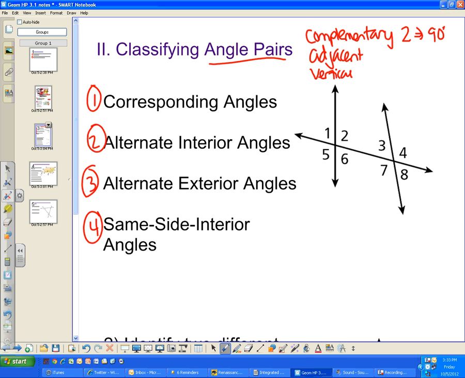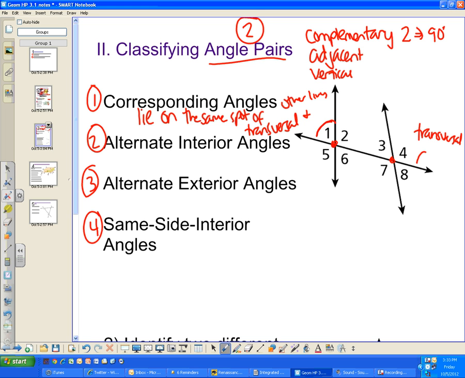The first one is called corresponding angles. Corresponding angles lie on the same spot of the transversal and the other lines. The picture looks kind of weird because we're now talking about 3 different types of lines. Here we have 2 lines, and notice this line that intersects both of those lines. This is called your transversal.